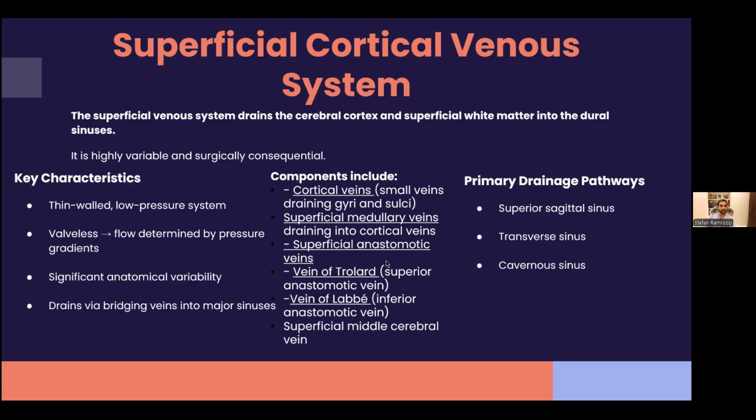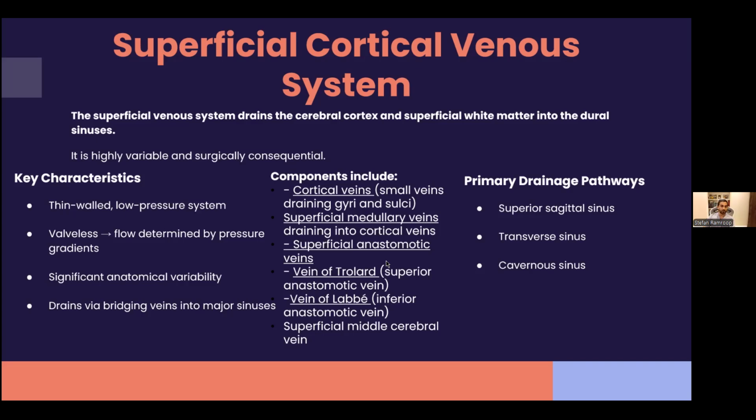Looking at the superficial cortical venous system, it is responsible for draining the cerebral cortex and adjacent subcortical white matter, as I said before. These veins tend to be thin-walled and operate under low pressure. Importantly, the entire cerebral venous system is valveless, as I said before. This means that flow direction is determined by pressure gradients and collateral pathways that can develop, and congestion can occur throughout this whole system.